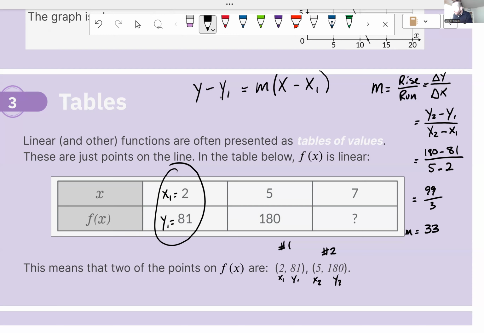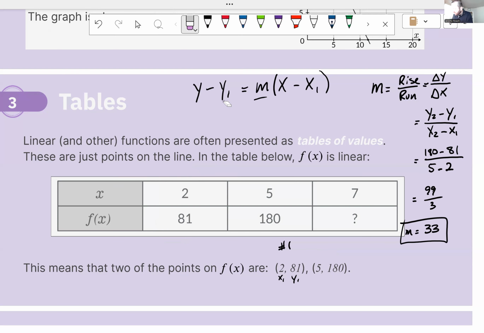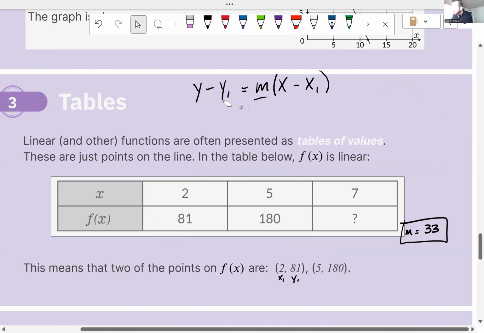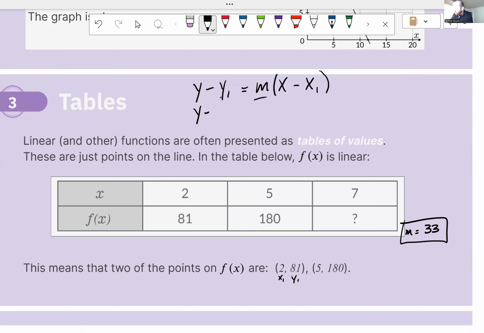Okay, so now that we know what our slope is, we're going to plug this in for m. Let me erase some of this stuff now, so we have a little bit more room to write this down. I'm just going to erase this and erase all of this. All right, so now we're going to plug in what m is. We're also going to plug in y1 and x1.